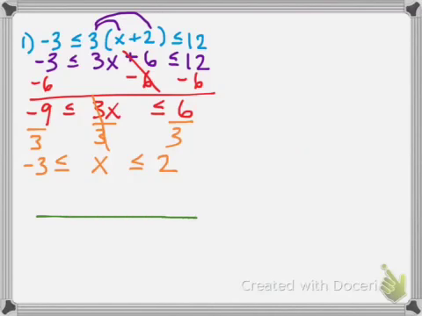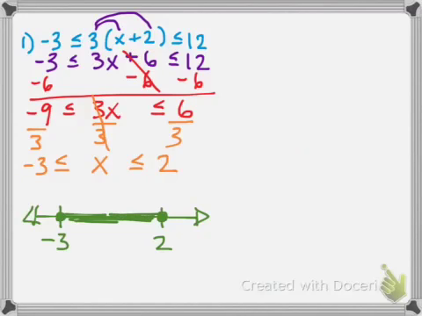So if I graph my solution, it'll look something like this. I have negative 3 and then I have 2. At negative 3 I'm going to use a closed circle. At 2 I'm going to use also a closed circle. So all my solutions are in between negative 3 and 2. So that's what your graph should look like.